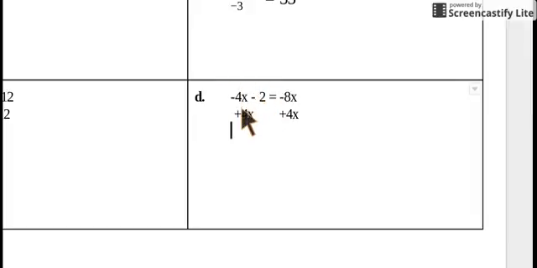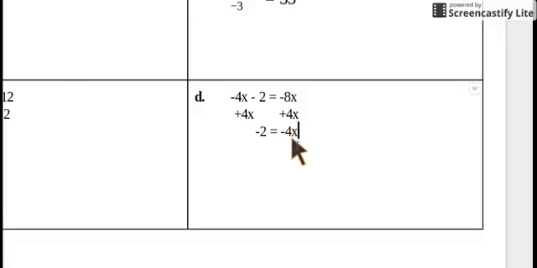This negative 4x and positive 4x, they cancel out, so you're just left with negative 2. And negative 8x plus 4x, that just gives you negative 4x. Think of it as negative 8 plus 4. Negative 8 plus 4 is negative 4. But you have x's here, so it's going to be negative 8x plus 4x gives you negative 4x.